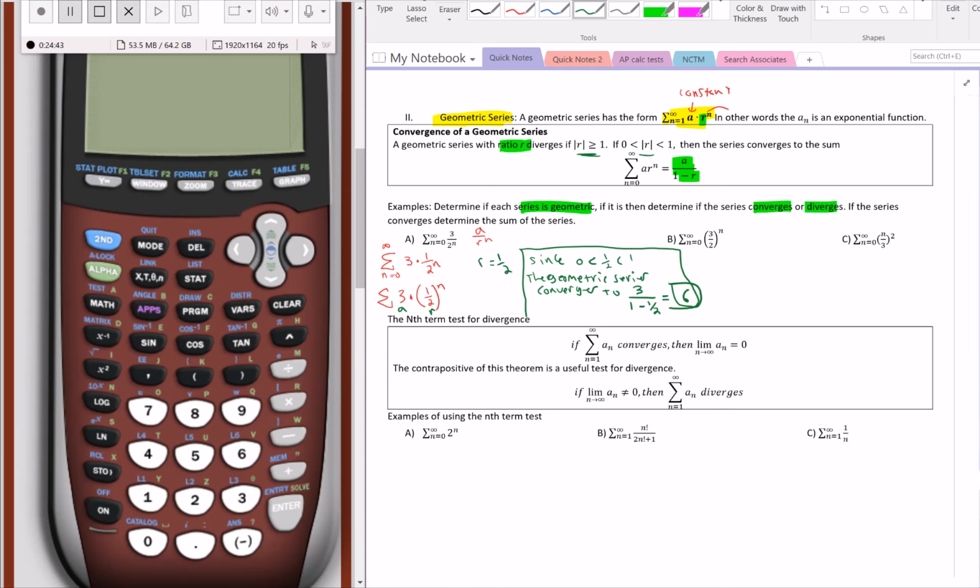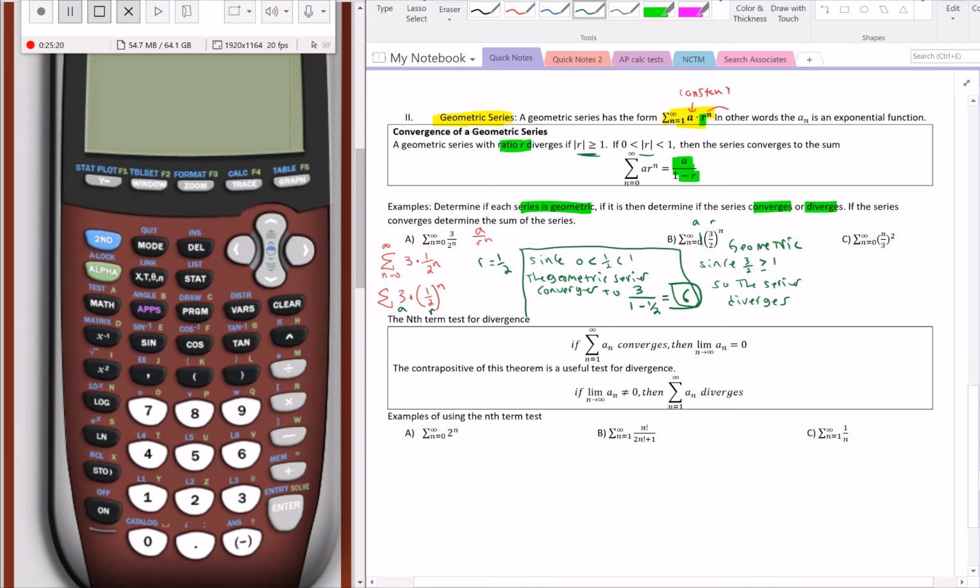Let's look at the next one. Is this geometric? There is no a value written here, but you could write a 1 there if you want. So, there's a and there's r. So yes, it is geometric. Does it converge? We're looking at the r, the 3/2. Is 3/2 greater than 1, or is 3/2 between 0 and 1? So it turns out that 3/2 is greater than 1, so the series diverges. Again, it's nice when they diverge because all you got to do is say diverge.